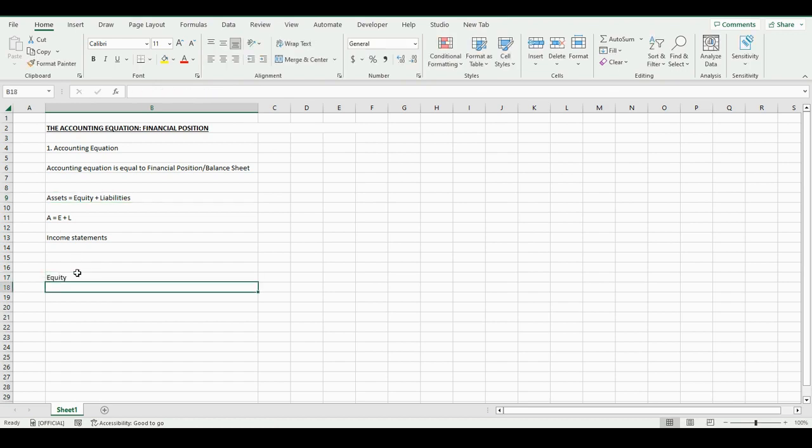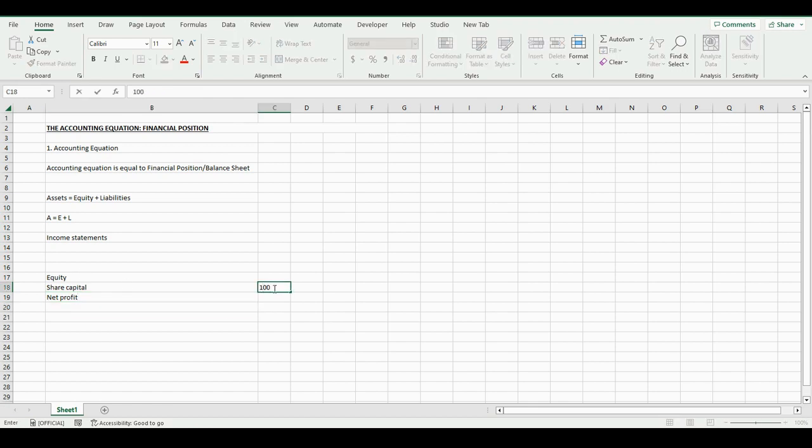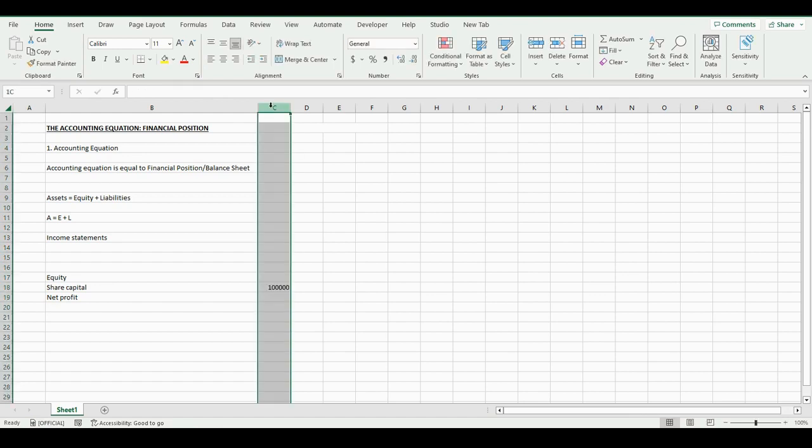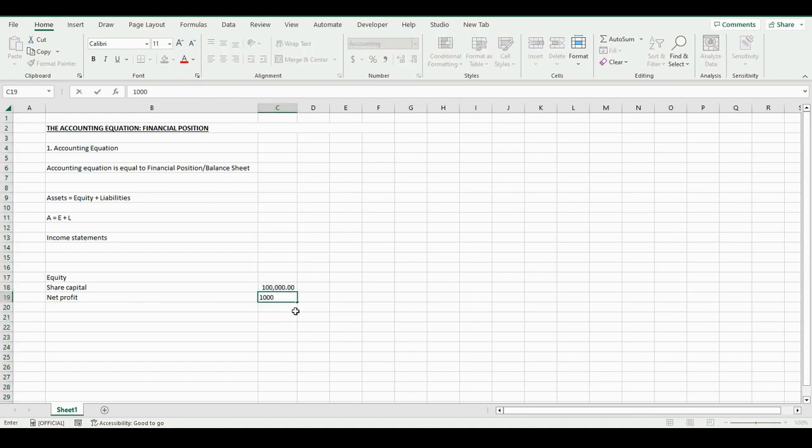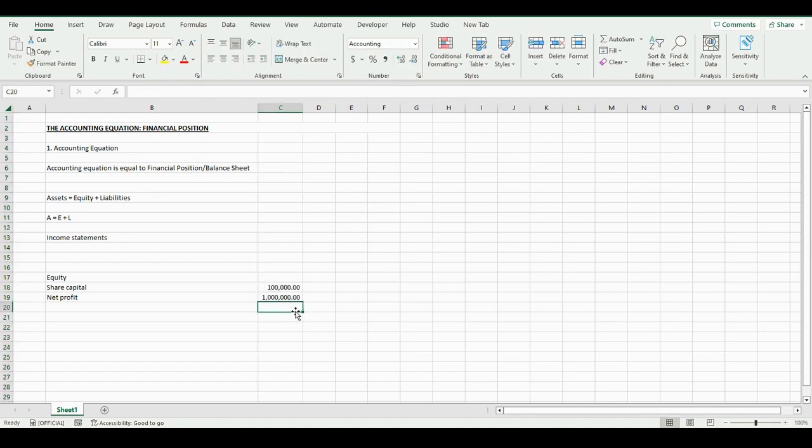Equity, obviously, is your share capital. That's money that you started your company with. Secondly, your net profits. There's other things that go in here, but the large part of it is going to be your net profit, right? So you started with 100,000 rand and you made 1 million profit at the end of the year. So your equity now is, you've got 1.1 million, right?